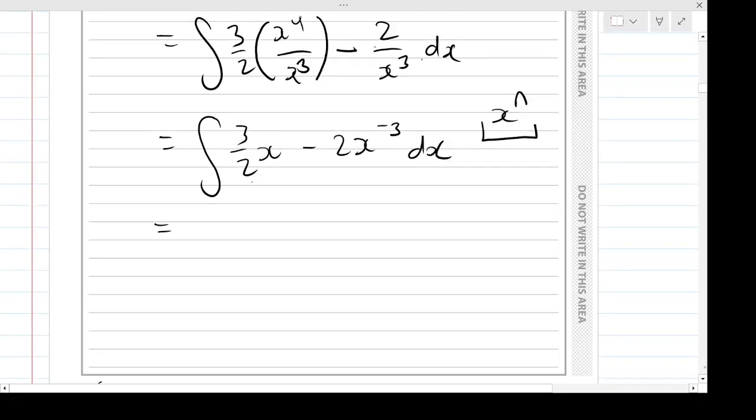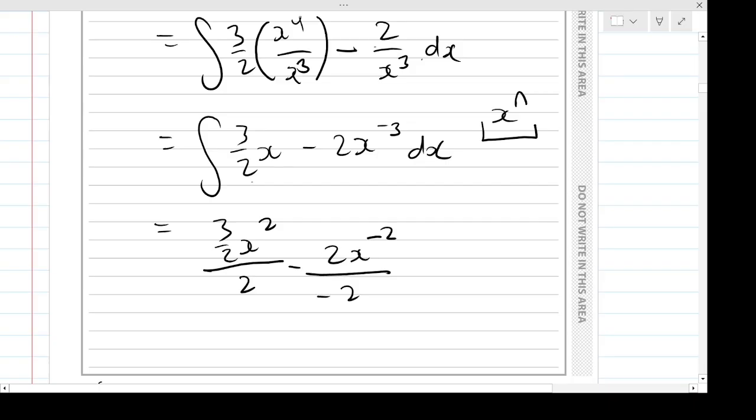So remember when we integrate, we add 1 to the power. So firstly here, 3 over 2x, that's x to the 1. We add the power, so it'd be 3 over 2 x squared. Then we divide by the power, so all over 2. Okay. Any coefficients, we just leave it where it is. So it's still 3 over 2 in the front. Again, then we have minus 2. And then x to the minus 3, we add 1 to the power. So it'll be minus 2 now, divide by minus 2.